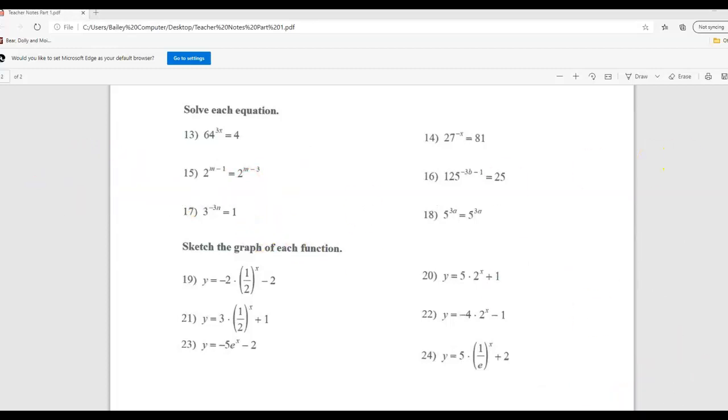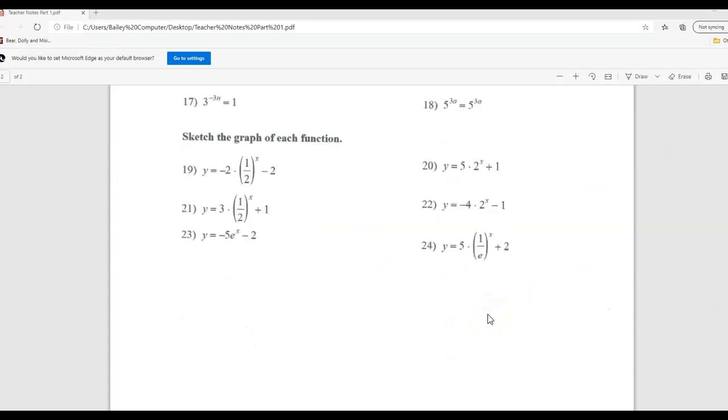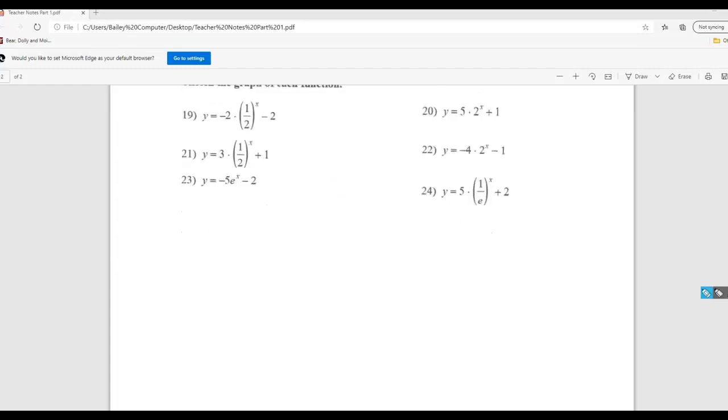All right. Now, as for number 19 here, I don't know if I'm going to do all of these problems, but I'll do a couple. It's graphing exponential functions. So the first thing that we're going to do is I'm going to give you guys some steps on how to graph these.